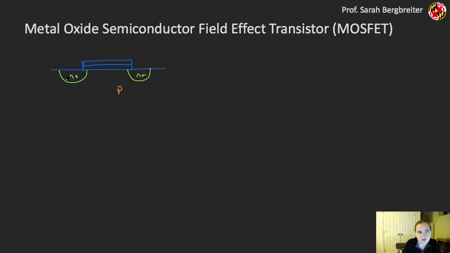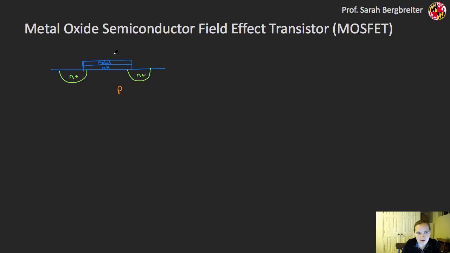I have these two wells right here that I've drawn in green that are heavily doped N-type silicon. And then the rest of the bulk substrate is basically P-type silicon. And then here's where the name comes from. I have an oxide layer, and then what's typically now polysilicon, but in the old days was metal, so that would have been my metal layer here, so metal oxide semiconductor, hence the first part of the name.